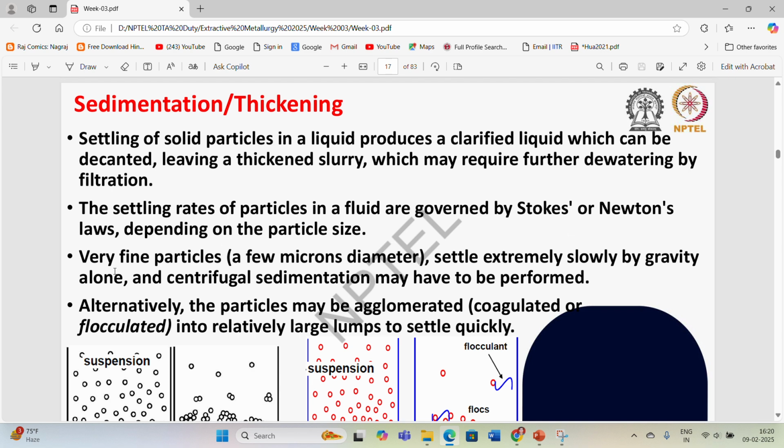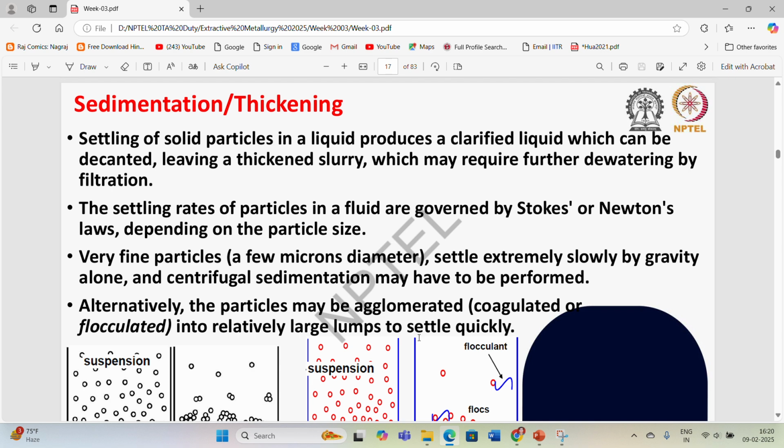Very fine particles settle extremely slowly by gravity alone, and centrifugal sedimentation may have to be performed. So if the particle size is very small, it is going to take a very long time for gravity separation alone. So we can expedite the process by using the centrifugal sedimentation process, so the process can happen in a shorter time duration.